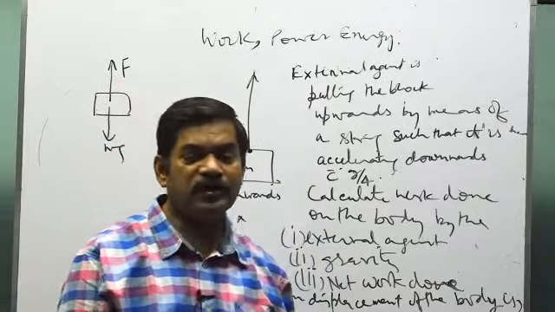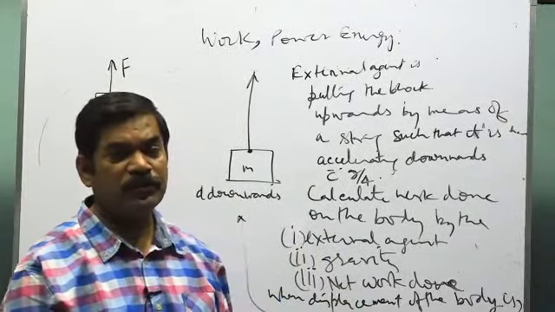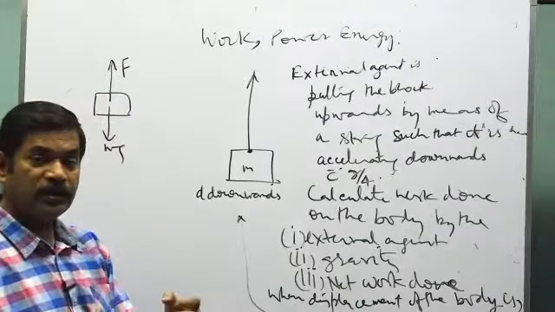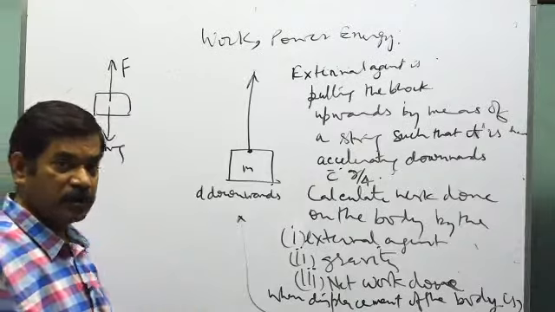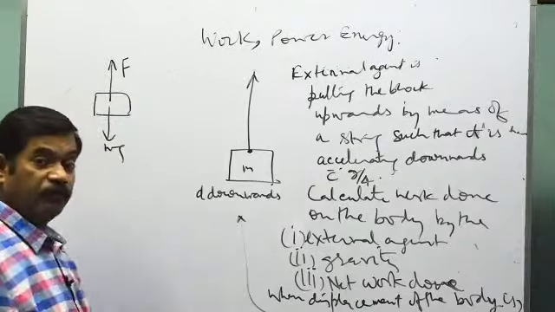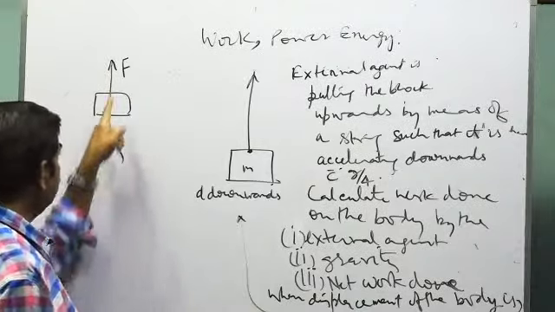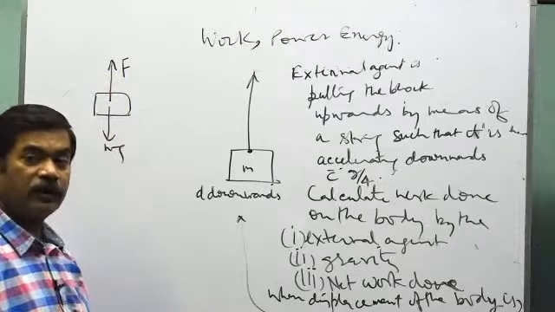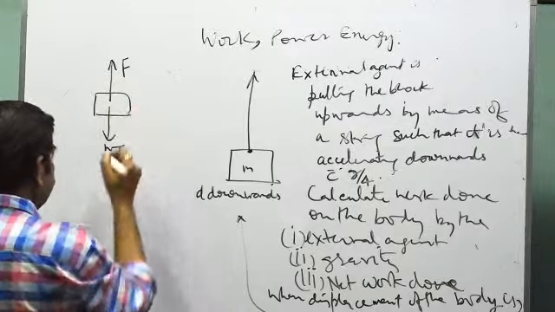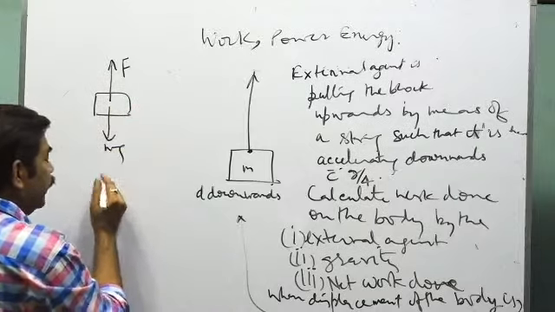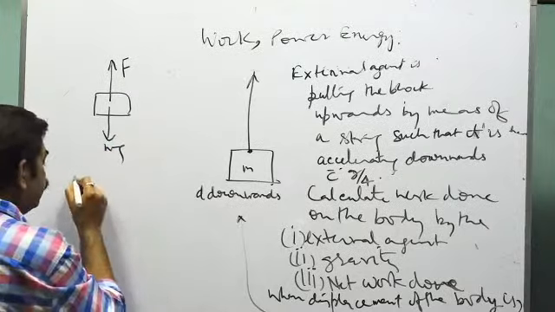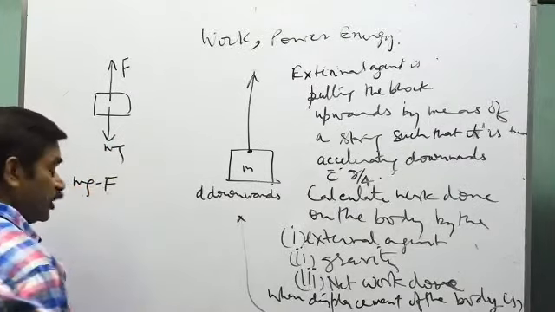Now, if the body is accelerating downwards, it means mg must be greater than what? F. If the body is accelerating downwards, mg must be greater than F. So you see here, net force is downwards. As I told you in Newton's laws, net force is mg minus F, and it is downwards.